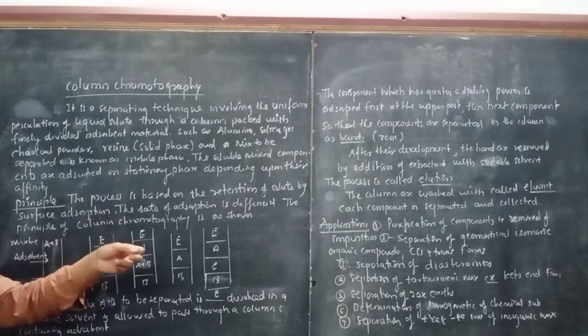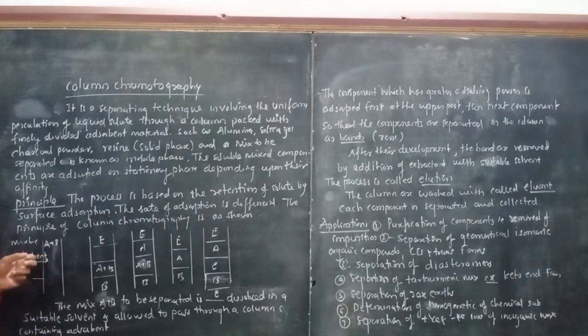chromatographic stationary phase, as shown in the figure. Let us consider A and B are the two components present in the mixture, and this is a column containing adsorbent, meaning the column is filled with a solid stationary phase. The mixture is dissolved in a suitable solvent, which is called the mobile phase, and that mobile phase is added and allowed to pass through the adsorbent column.